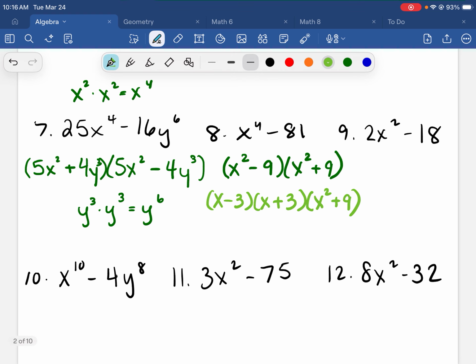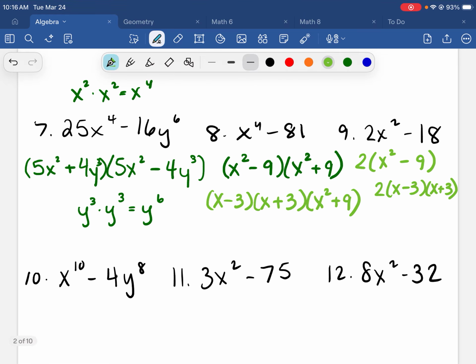For number 9, 2x squared minus 18, well, x squared is a perfect square, but 2 and 18 are not. However, if I use my factoring of a greatest common factor, if we pull out a 2, I'm left with x squared minus 9. Well, those are perfect squares. So we have 2 times x minus 3 and x plus 3. So you can combine factoring rules as long as you do each of them separately, but they can be done in the same problem.